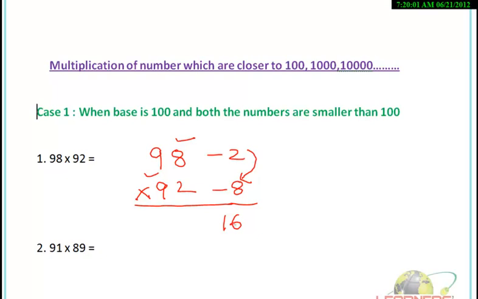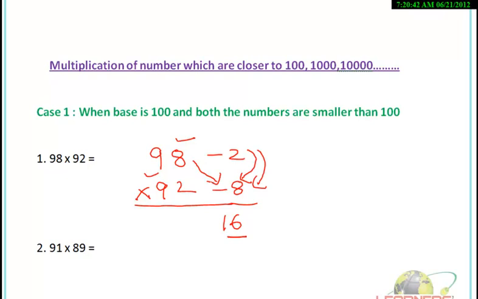Now why is the base important here? Since there are two zeros in 100, from this multiplication of 2 and 8 we have to fill up two digits. If we are getting only one digit from this multiplication, then we have to put a 0 before that. And if we are getting more than two digits, the hundreds digit will be carried over to the next calculation. But in this case we are getting just two digits, so we write them as they are. Now what next is, we have to find the difference of these two numbers.